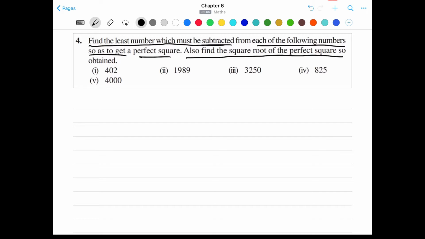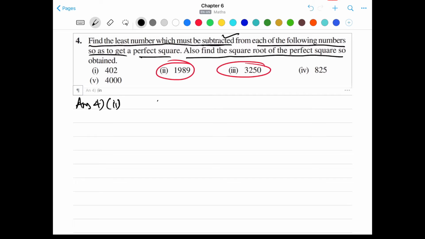So we are given certain numbers here. First we have to find the square root of the number by the division method. We will get something as a remainder, and that remainder needs to be subtracted from the given number to make it a perfect square. Then we have to find the square root of that number. In this question I will do part second and part third. Remaining parts will be done by you. So let's see the answer to question number 4.